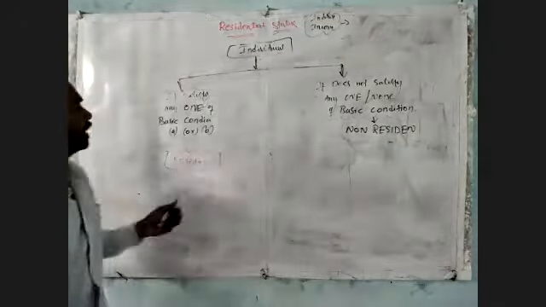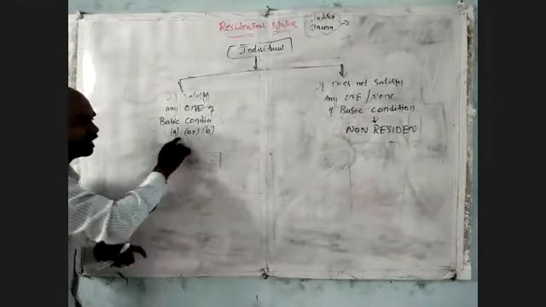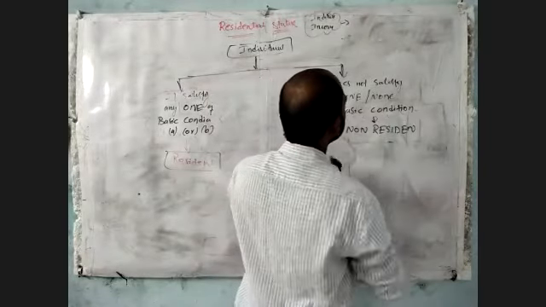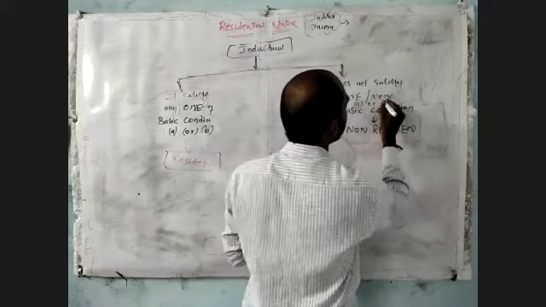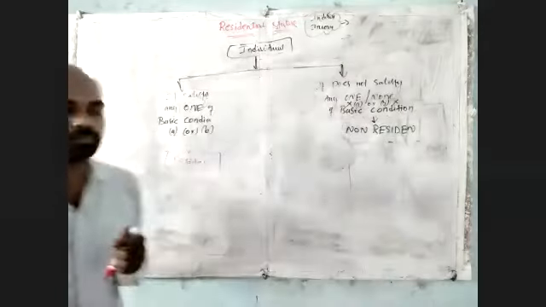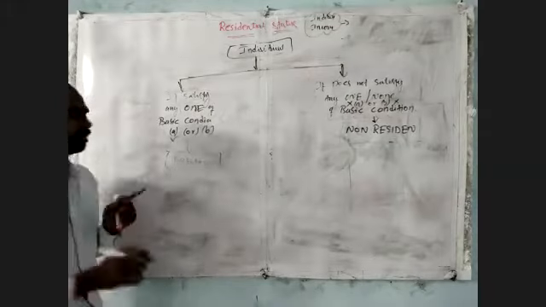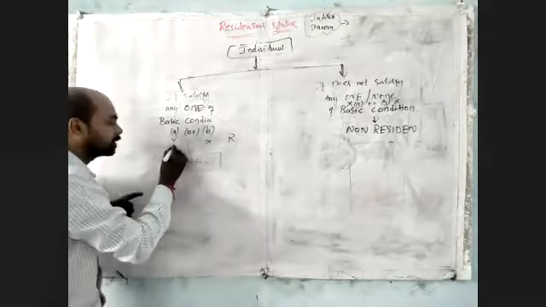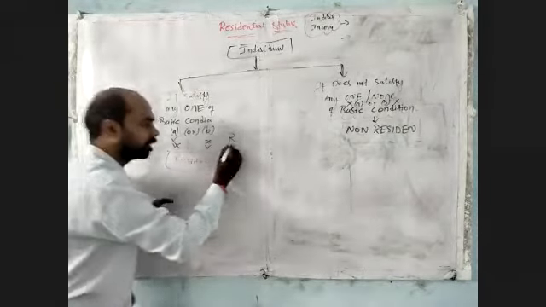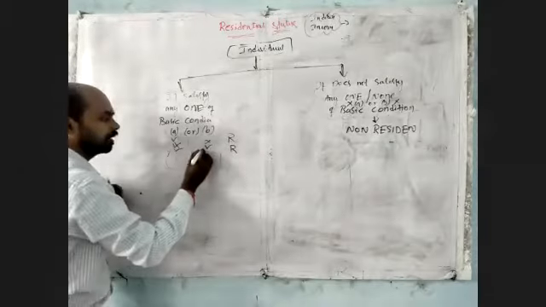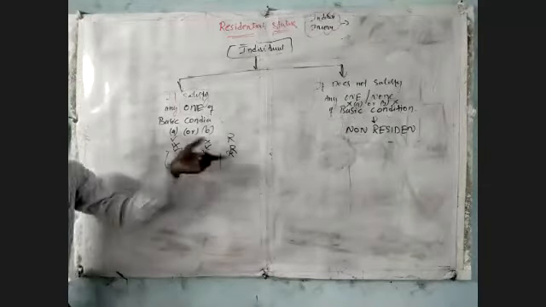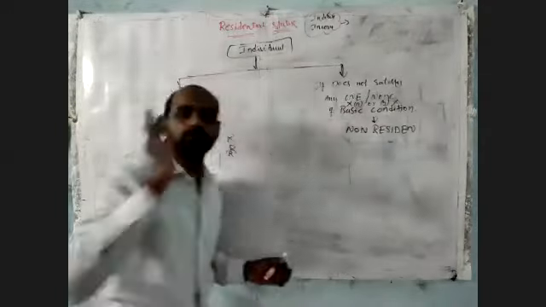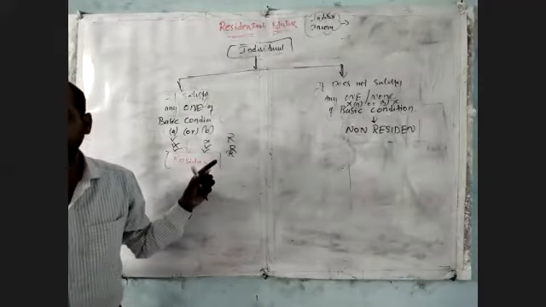Similarly, for resident, if he satisfies any one, either A or B. If he satisfies A, he will become resident. If he is not satisfying B but satisfying A, he will become resident. If he is not satisfying A but satisfying B, then also he will become resident. If he satisfies A and B, then also resident. Anyone or both, if he satisfies, he will become resident. If he is not satisfying A and not satisfying B, both not satisfied, then he will become non-resident.